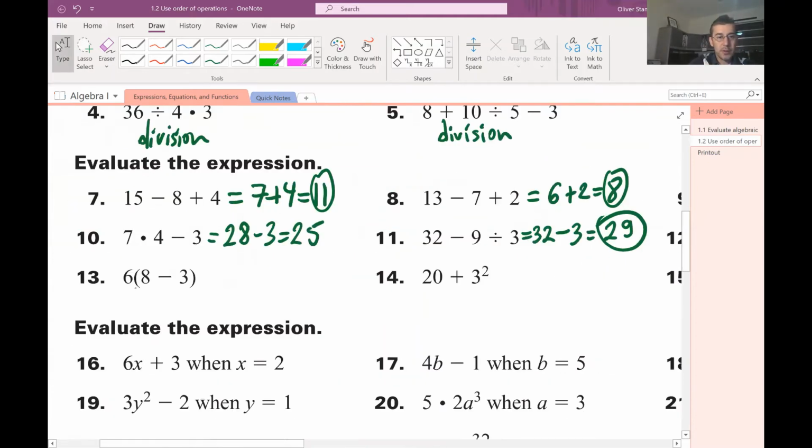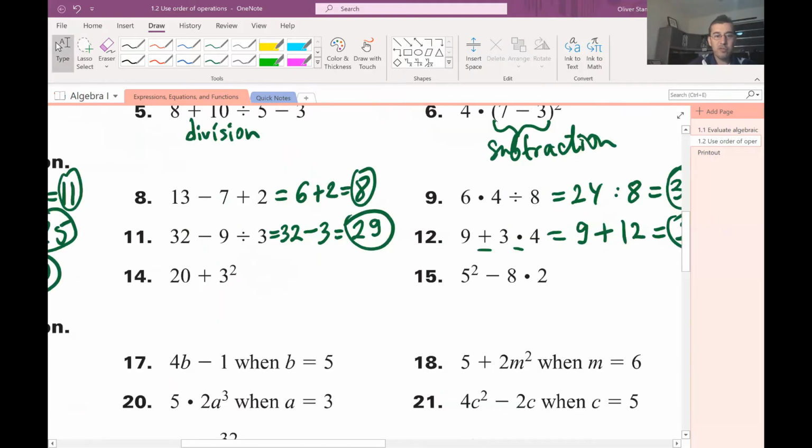Number 13. Here we have 6 times, and then we have parentheses. So the grouping in parentheses will be done first. So this would be 6 times 8 minus 3, which is 5. So 6 times 5 is 30. Okay.